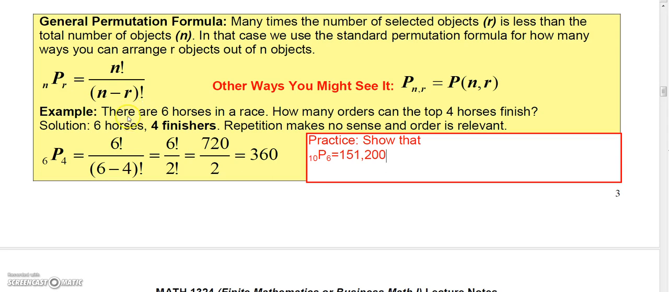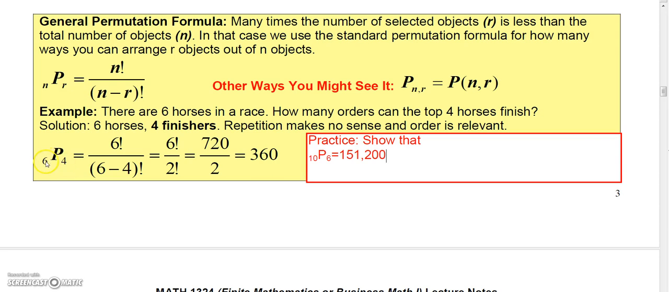Now, go back to the 6 horses in the race. Instead of asking how many ways all 6 can finish, what if I want to know how many ways the top 4 can finish? So we have a total of 6 horses and we have 4 finishers. So we want to know how many permutations are possible if we have a total of 6 objects and we only want to arrange 4 of them.